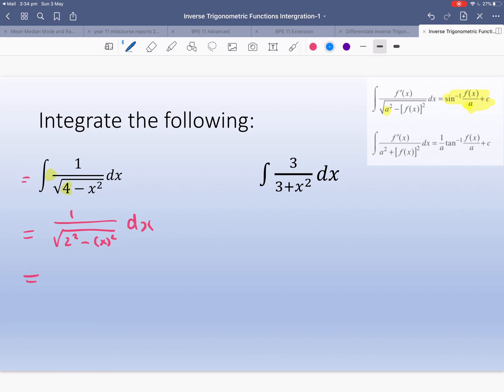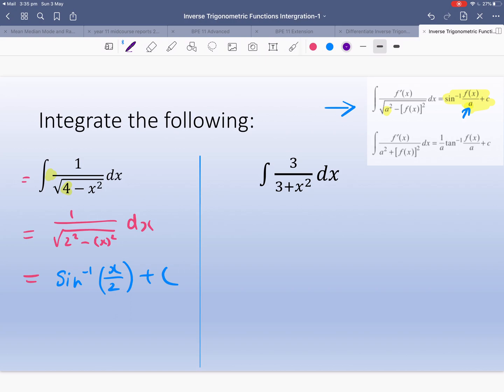So my a looks like it's clearly going to be 2 from this guy here. And my f of x is x, all right? So that's going to be here at the top. And then the derivative of x is just 1, so that's really good. So the answer of this one's going to be the inverse sine of x over 2 plus c. And if you follow the formula all the way through, you should get there yourself as well.